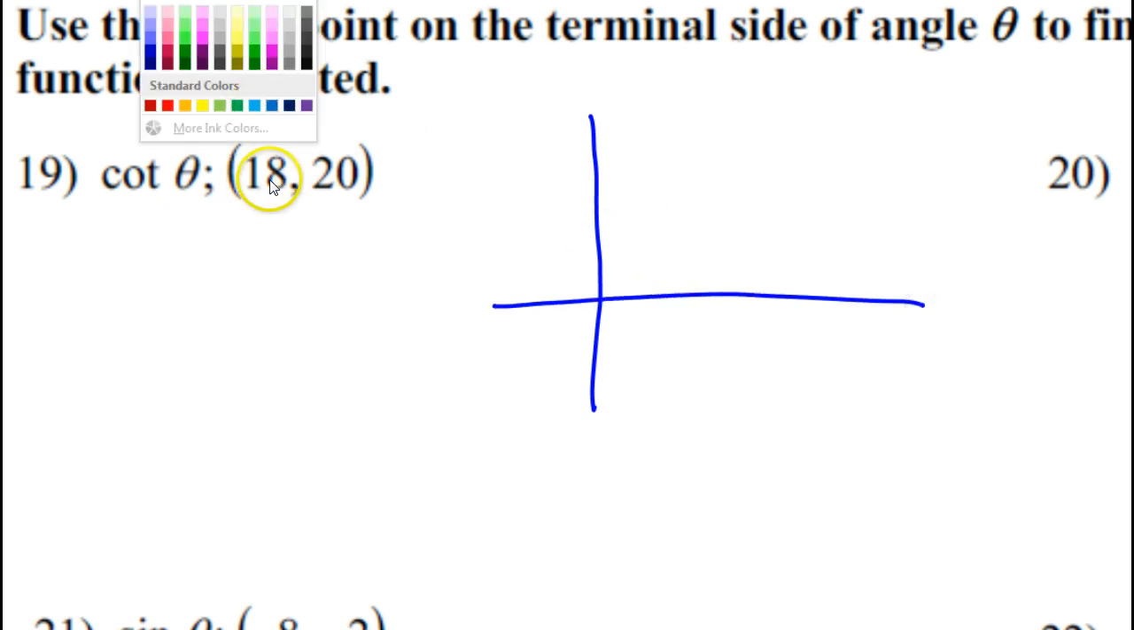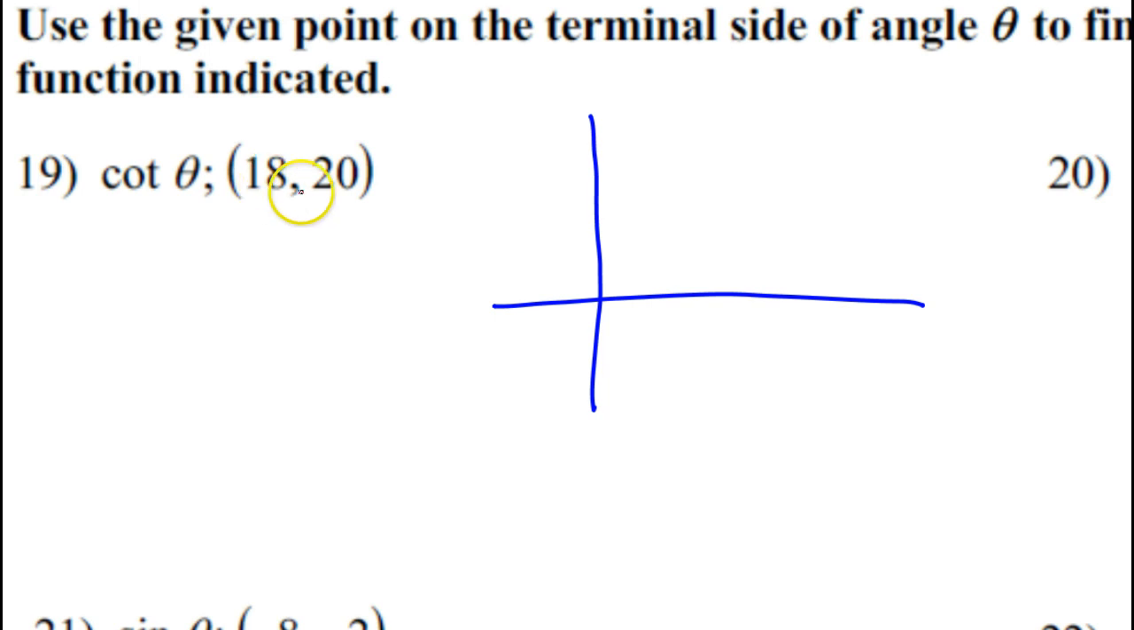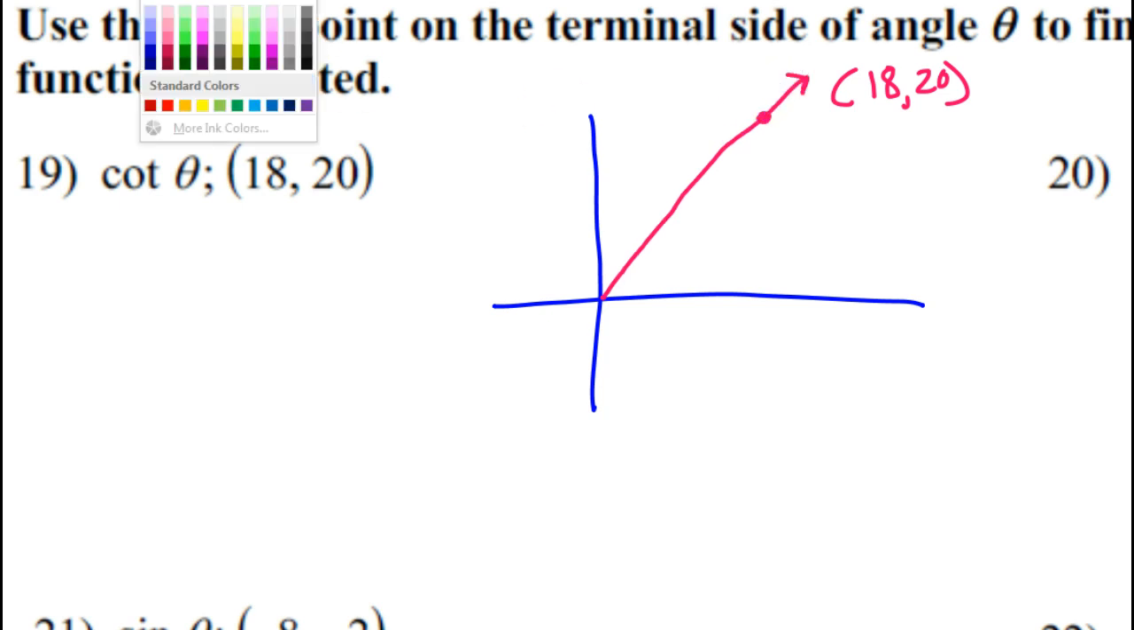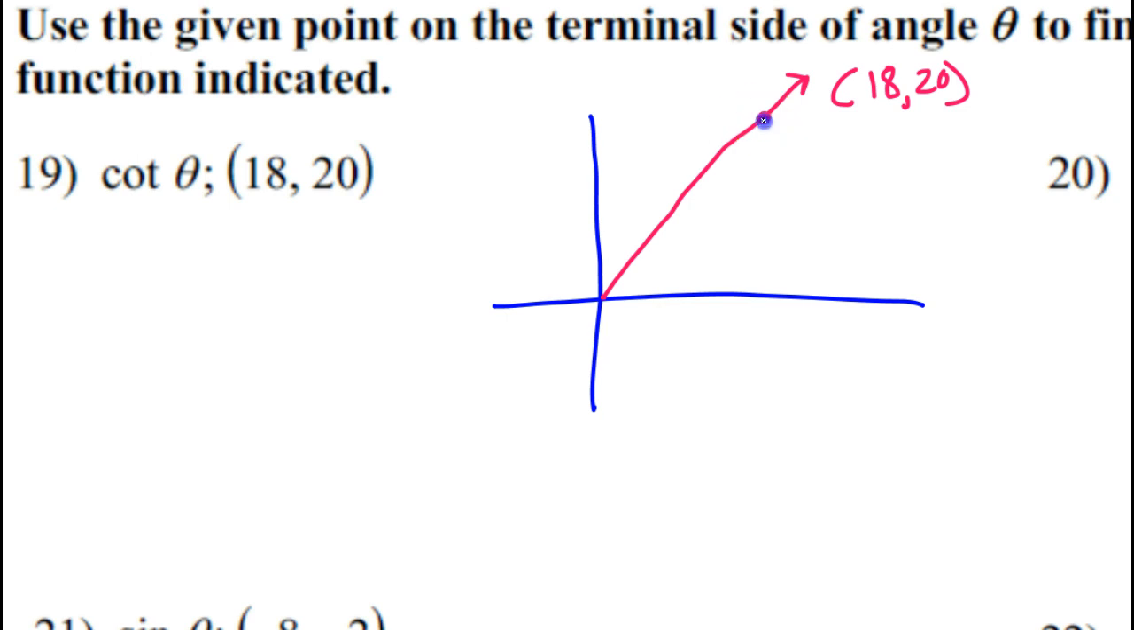So the point (18, 20) is on the terminal side of some angle. So let's see, (18, 20), let's say that point is right here. Alright, so we're talking about an angle that passes through that point. Now, let's talk about right triangles. I could make a right triangle out of this. Okay, now I have my reference angle right here.